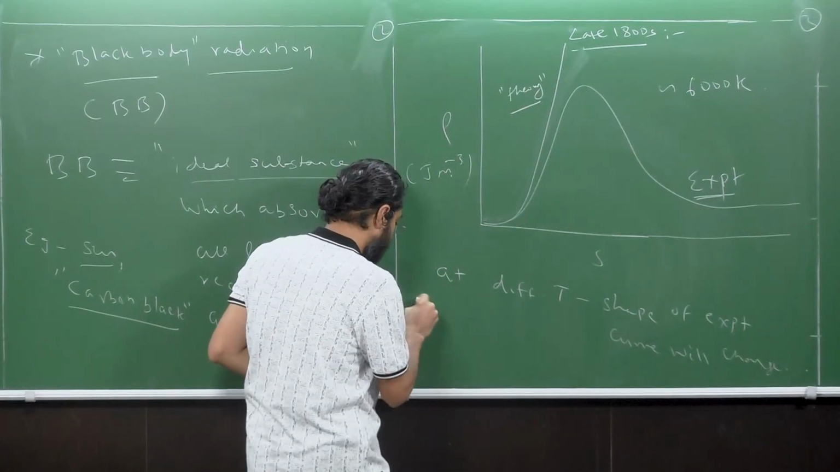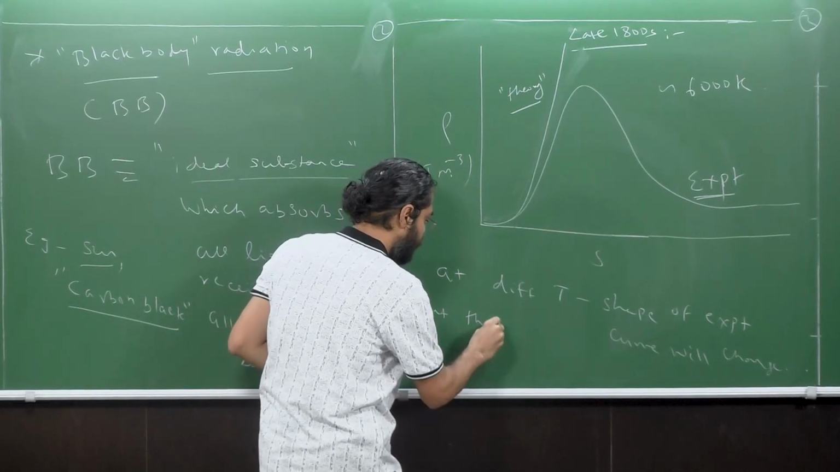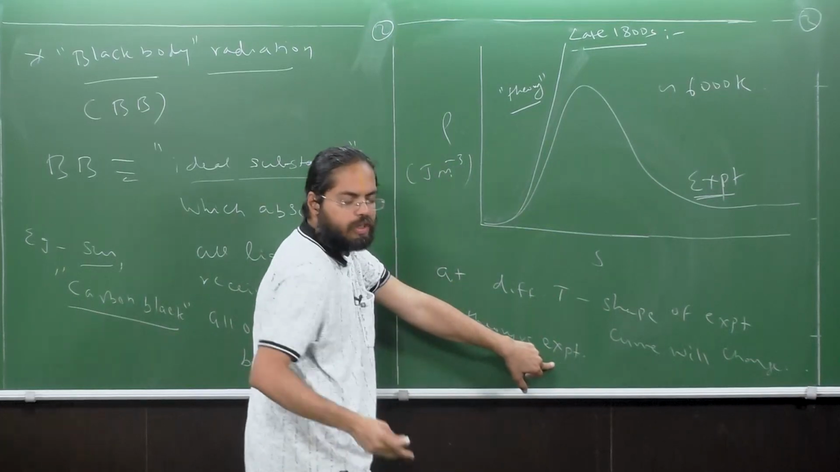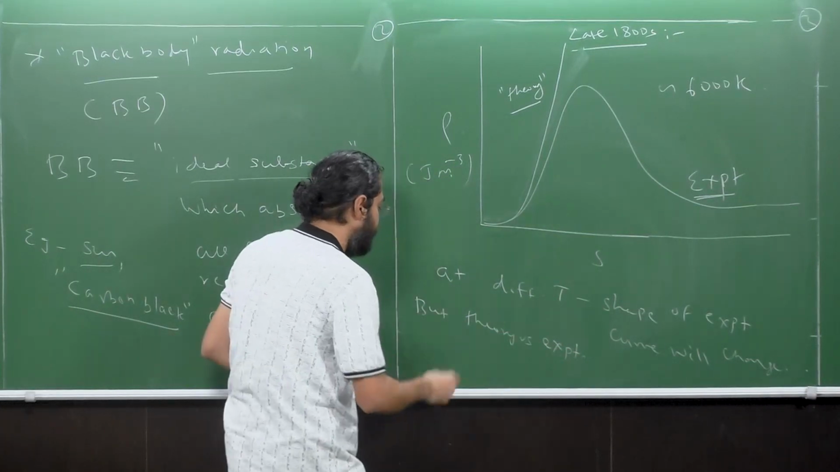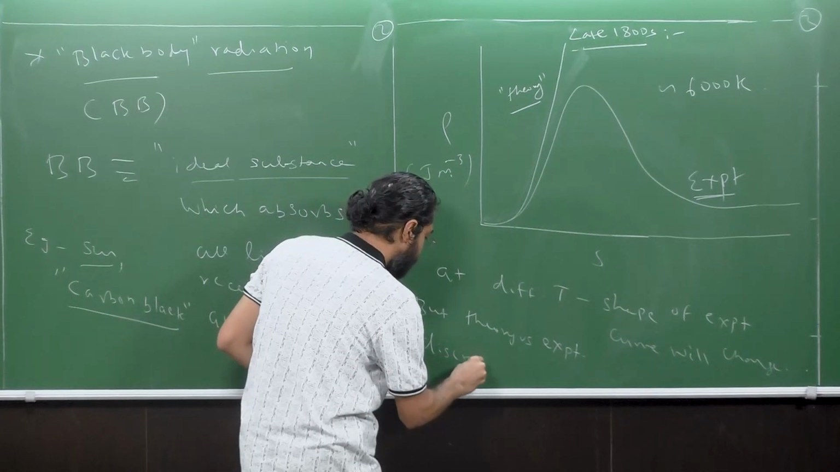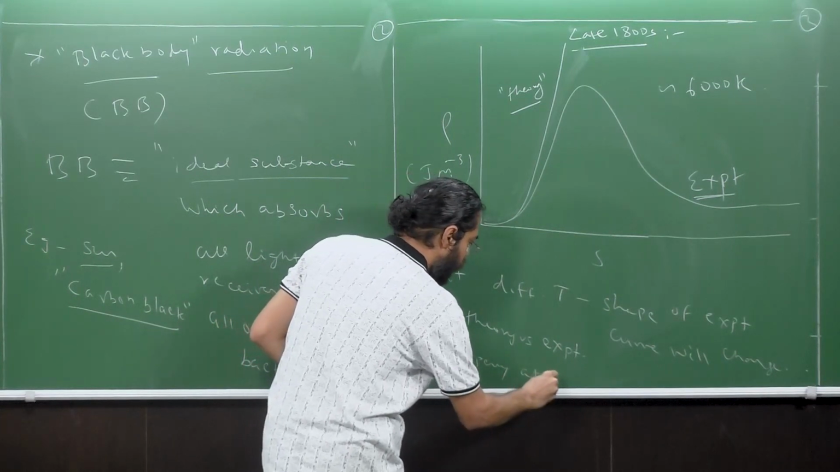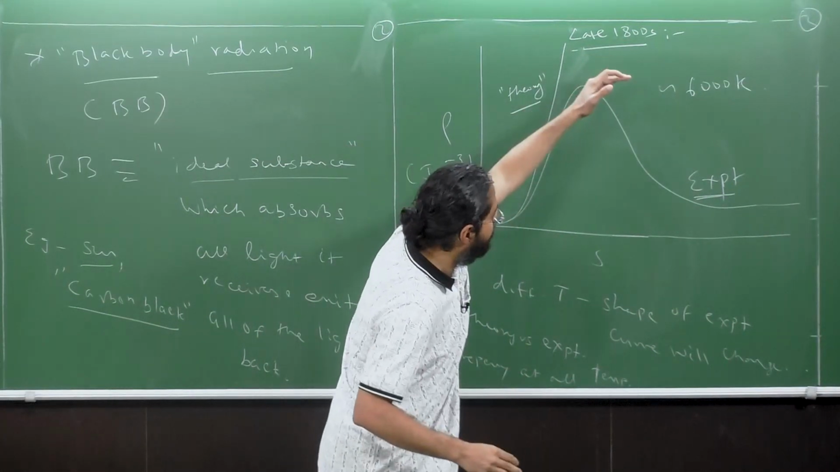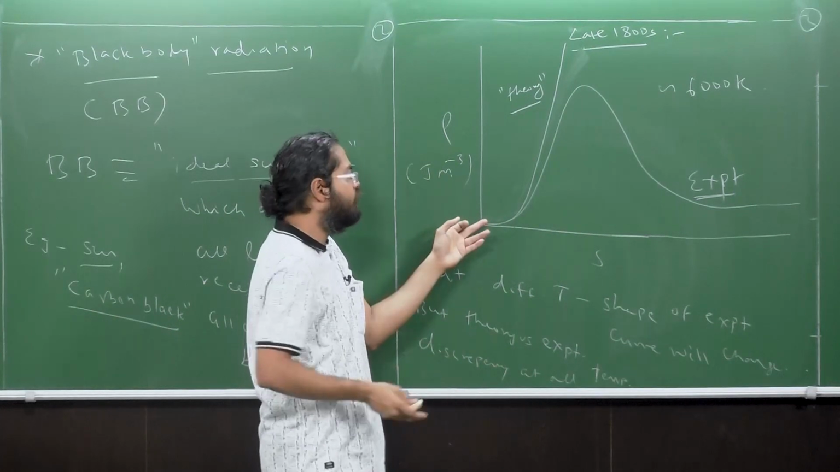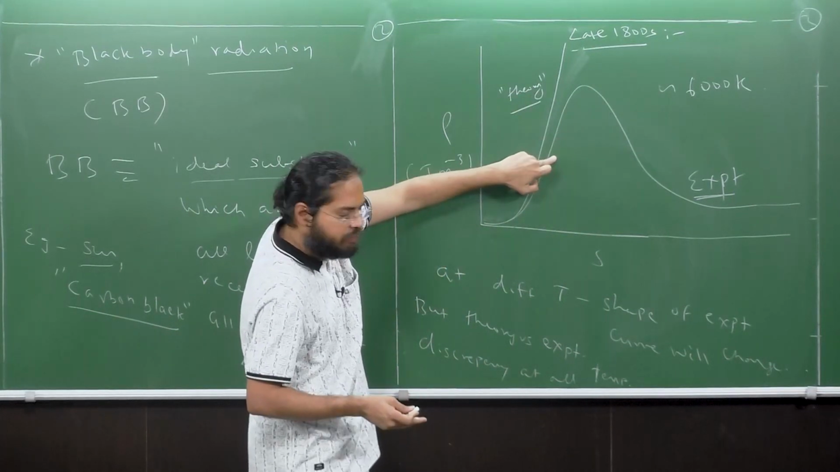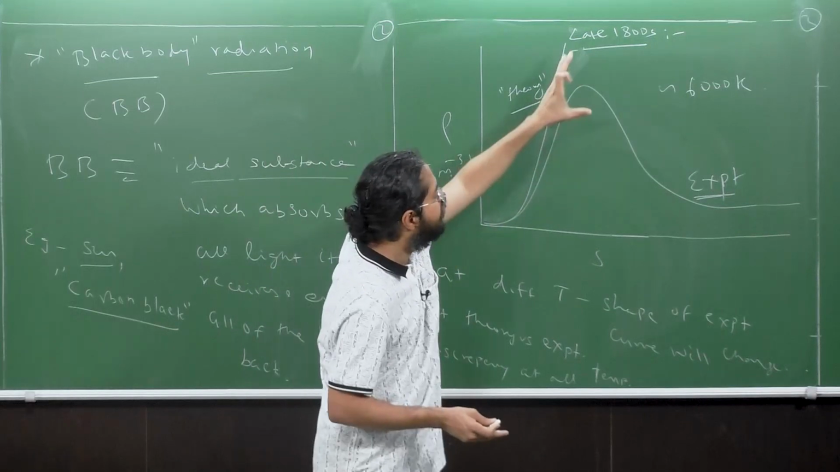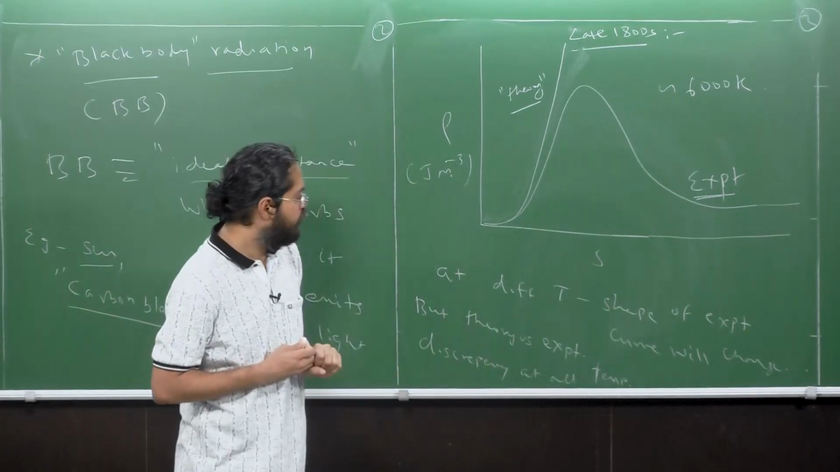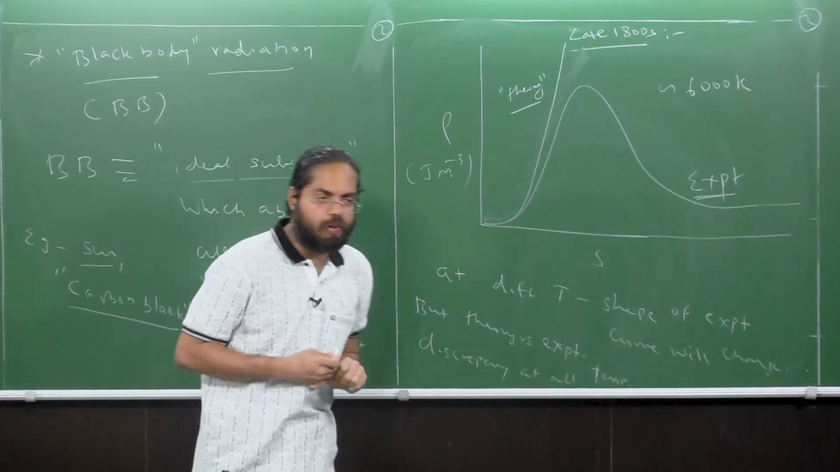But theory versus experiment, experiment I'm writing in shorthand as EXPT, there is a discrepancy at all temperatures for higher frequencies. If you notice here, at lower frequency there is some agreement between the theoretical curve and the experimentally obtained curve. But at higher frequencies, the difference is becoming larger and larger. Okay, are we all good with the situation? So this is the famous black body problem in the 1900s.